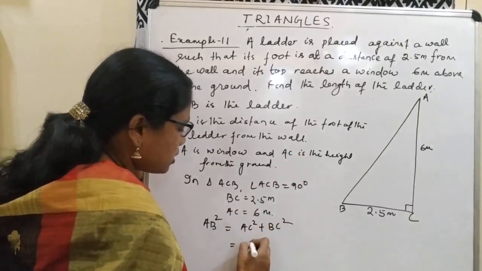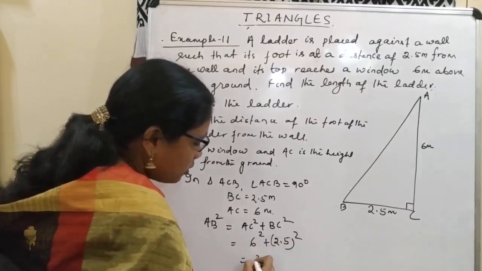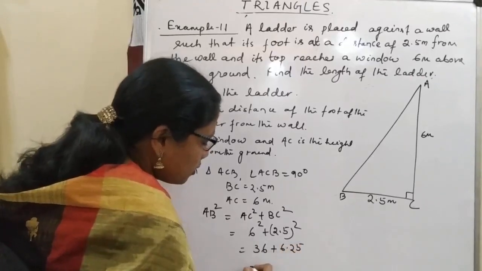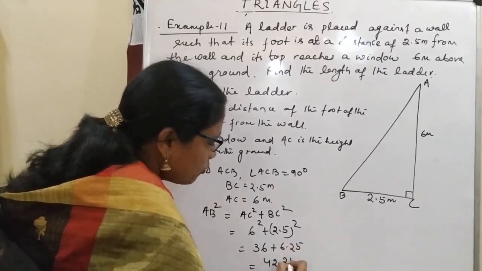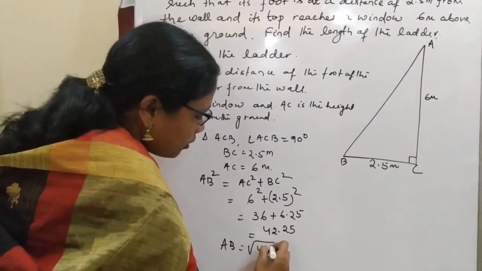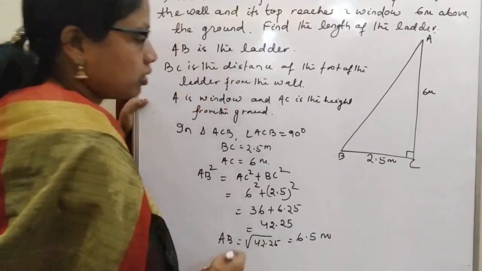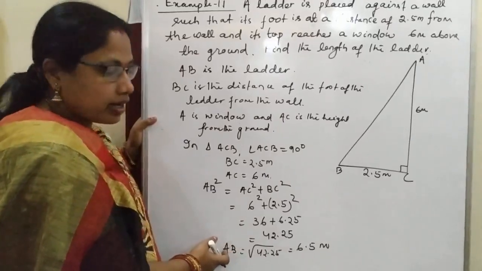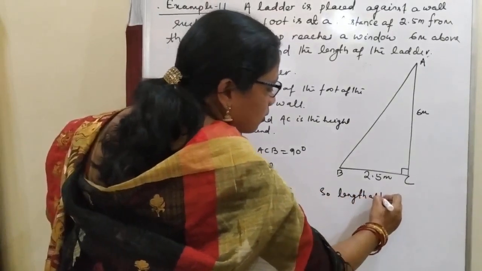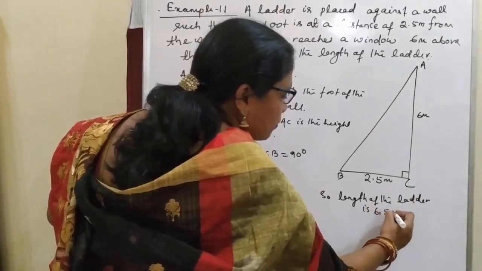So this is equal to 6 square plus 2.5 square, which is 36 plus 6.25, so this is equal to 42.25. But we have to find AB. So AB is equal to square root of 42.25, which is 6.5 meters. So the length of the ladder, AB is our ladder, is 6.5 meters.